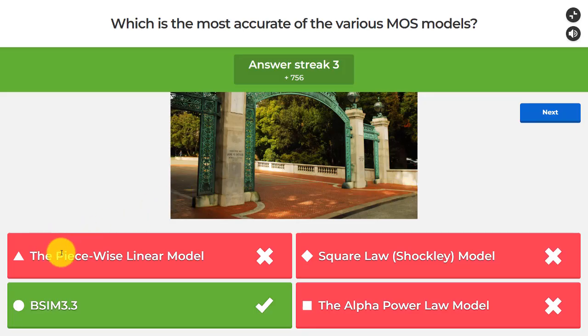So of course, going back to here, the piecewise linear model is a real simple model. It's just taking straight lines and fitting them to our curves. The square law Shockley model, or the Shichman-Hodges model, is a pretty simple model that is level 1 of SPICE, whereas BSIM is higher levels of SPICE. And the alpha power law model is a try to make a curve fitting that would provide something better than the square law model. But BSIM 3.3 is already an old BSIM, but it has many parameters to help us base both physics and curve fitting to meet the measurements.